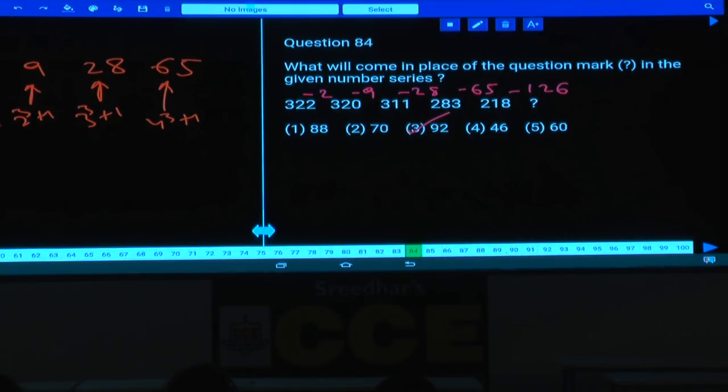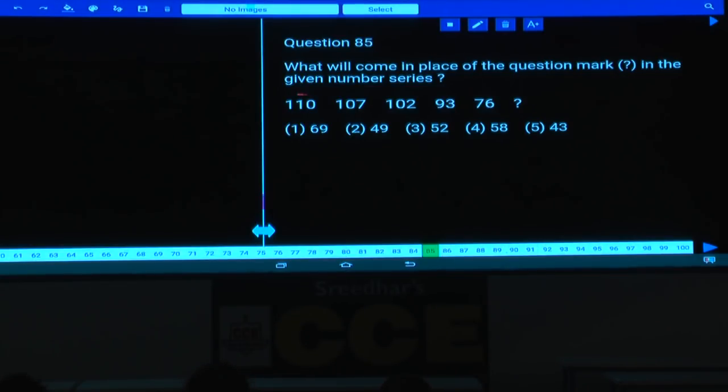Then question number 85. Yes, tell me what is the answer here. Question number 85. Now in this 85, yes, any answer to this one? 85. 110, 107. 110, 107, the difference between these two is minus 3. 7 and 2, minus 5. And 93 and 2, what is the difference here? 102 and 93. Double difference. Minus 9 or 11? Minus 9. Then next one, 93 and 76, what is the difference here? 76 and 93, the difference is 17.